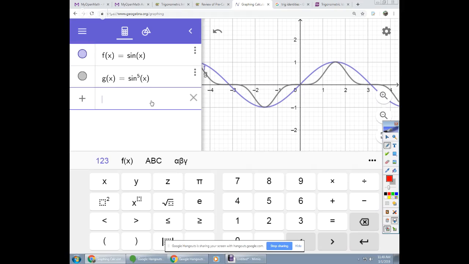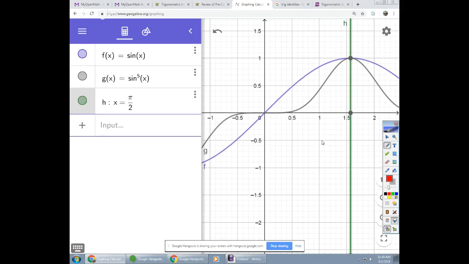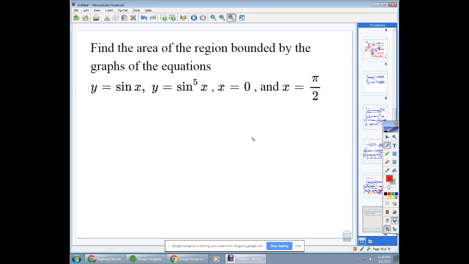And we're interested in graphing from 0 to x equals pi over 2, which looks like their intersection. All right, so the big thing we needed here was to identify which function appears to be the top function. The sine of x is on top, and then sine to the 5th is underneath that. So back here, we just determined by graphing that this is the upper function and this is the lower function.